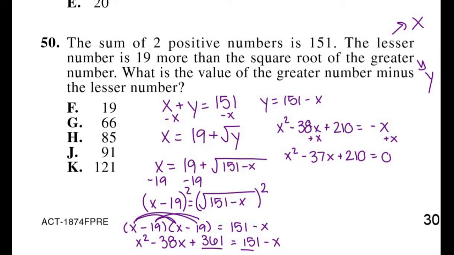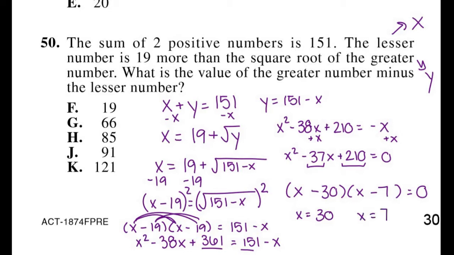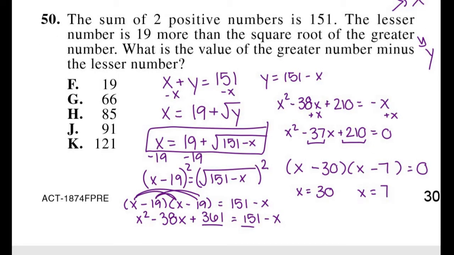From here, we're going to have to factor. So what adds to negative 37 and multiplies to positive 210? Well, we know we are going to have x minus something and x minus something else. Well, 30 and 7 add up to 37 and multiply to 210. So these are our answers. Now we have to make this true. So our x values, what are our zeros? 30 and 7.